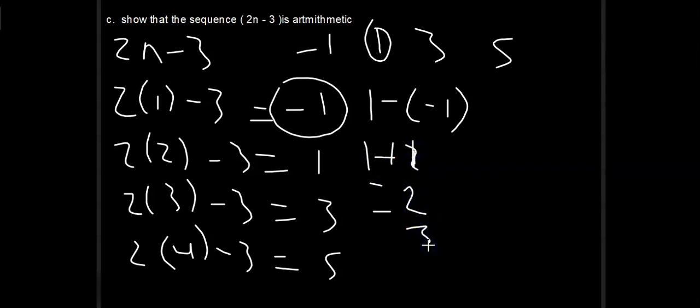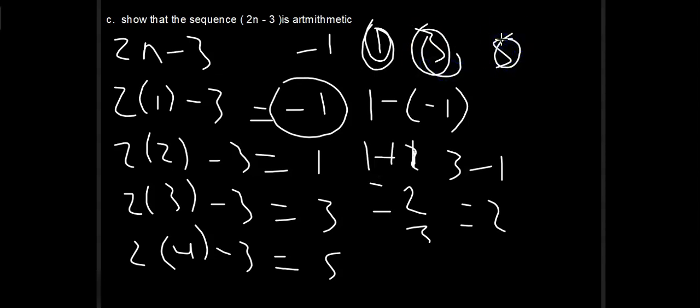So this is 2. Now, to be sure, let me also subtract 1 from 3, subtracting the first term from the next term. 3 minus 1 is also 2. And when you subtract 3 from 5, 5 minus 3 is also 2. So it means that this is an arithmetic sequence since we got the same common difference, the D value. This is all you have to do.